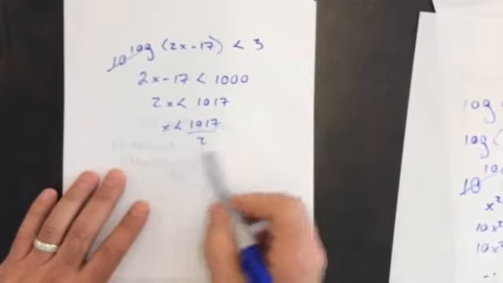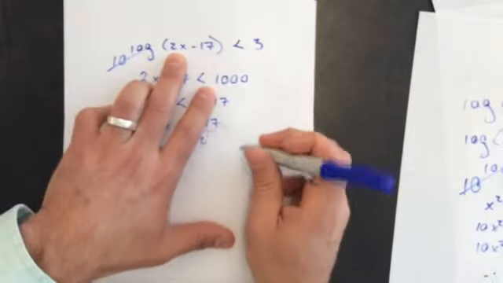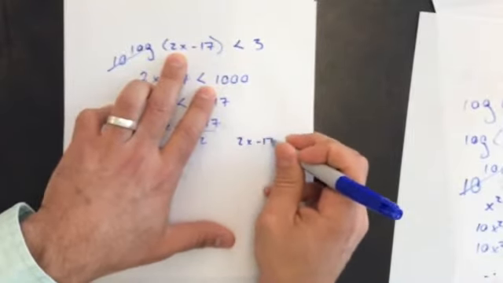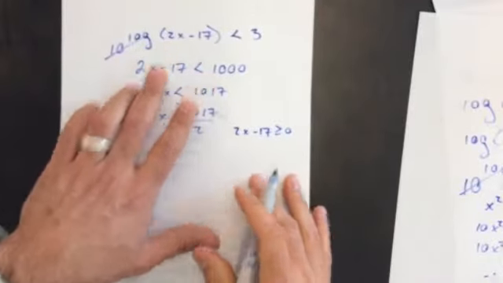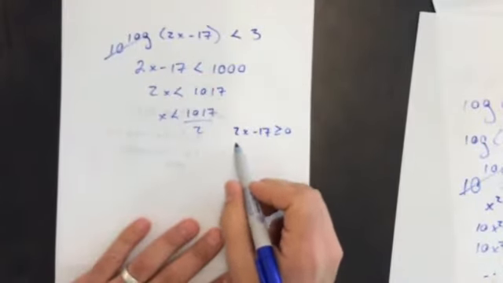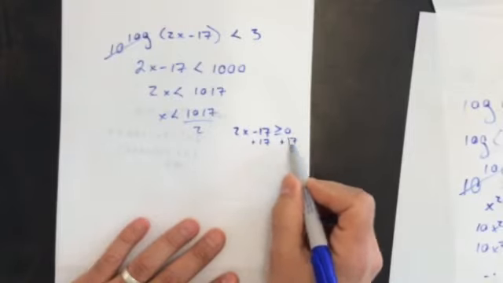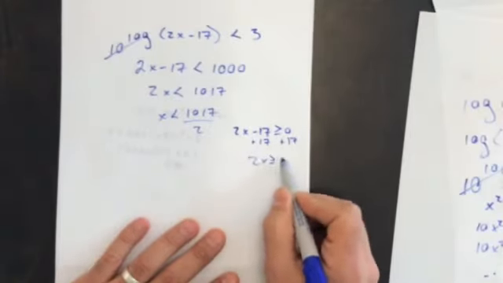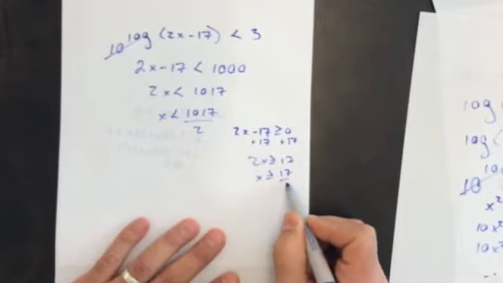So this is part of my answer. But I also know that I can't have this as a negative. So whatever is in my log is going to be greater than or equal to 0. It can be 0, but it has to be greater than or equal to that. And then we're going to solve this out. So we're going to add 17. We get 2x is greater than or equal to 17. Divide by 2, and x is greater than or equal to 17 over 2.